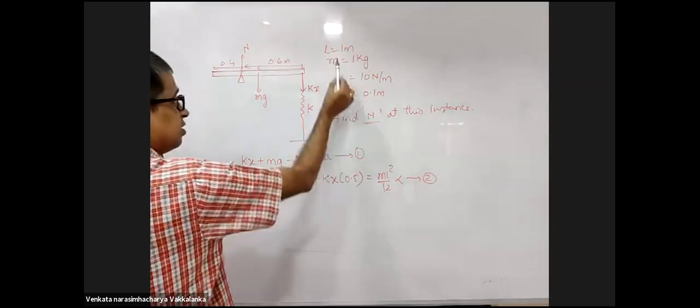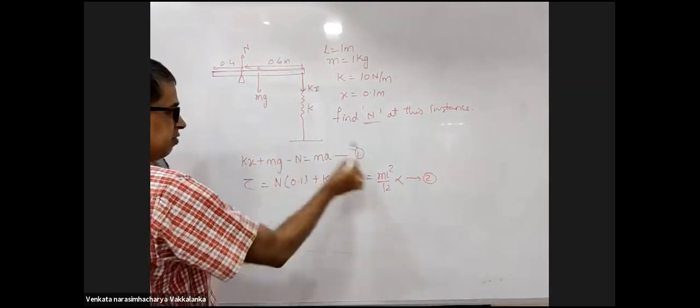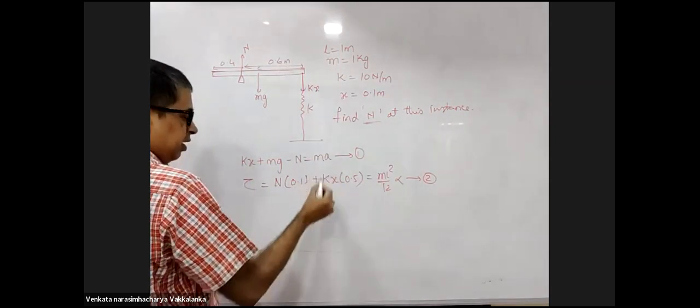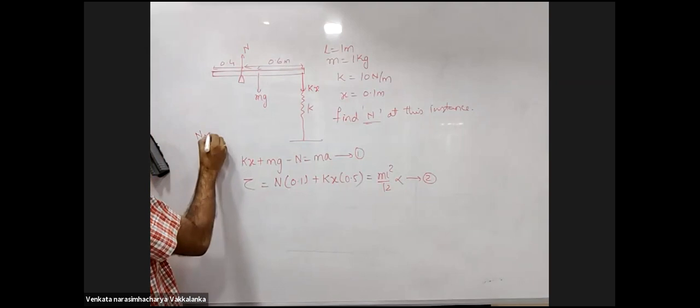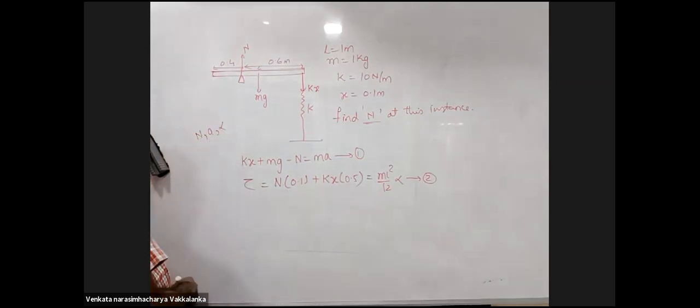K is given, X is given, M is given, N is given. Quite a few parameters are given. In this, I have only variables N, A, alpha. I by default need one more equation.